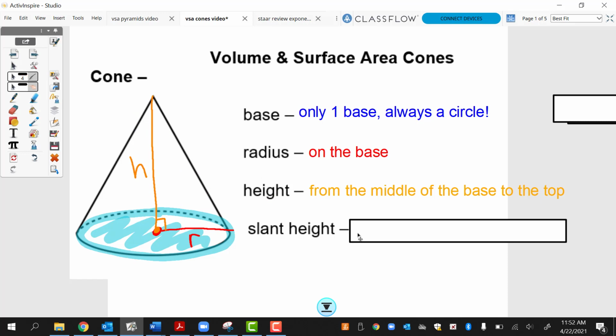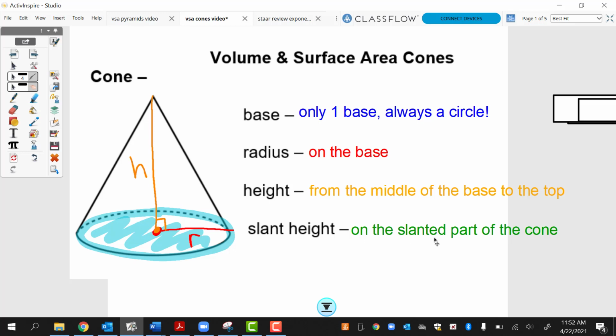Then there's this thing called slant height, which is on the slanted part of the cone. That's why I call it slant height. So that's going to be from the circle on the edge up on the side of the cone. That is slant height. Now they abbreviate slant height with an L, and they usually do like a cursive L. That is slant height right there, okay? You use them for different things. So do not get confused between regular height and slant height.